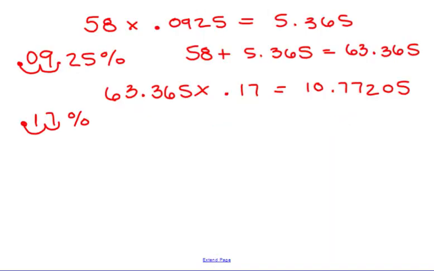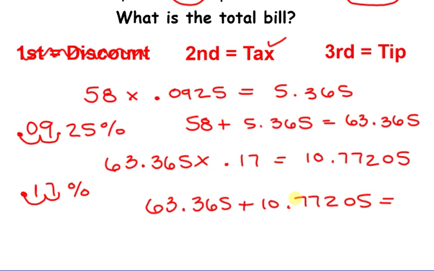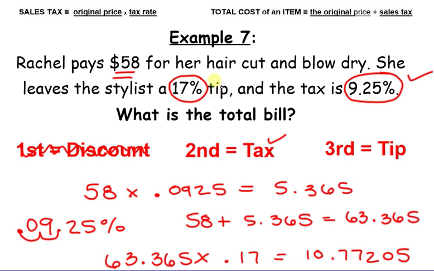But because tip is something added on to the bill, we're going to add it back to the cost. So 63.365 plus 10.77205. Add those together. You're going to get 74.13705. Just go back up, double check. We did the tip. We are done.